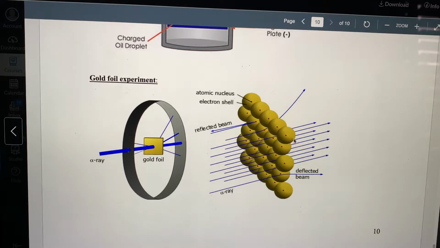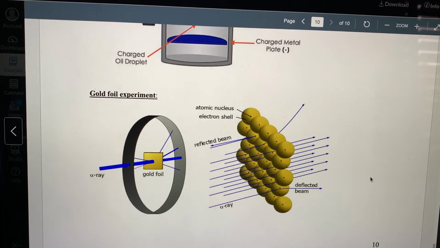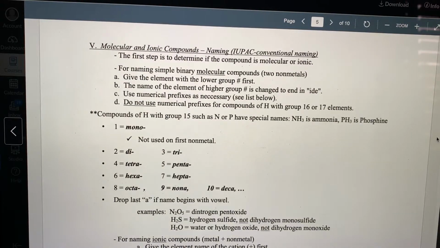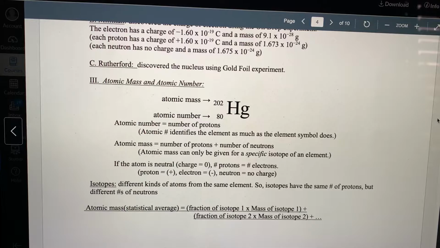Surrounding the nucleus is just a cloud of electrons, and that's pretty much empty space. Remember, electrons are tiny, so that's the only way the alpha ray could go right through. Okay, so that's a pretty good discovery of the structure of atoms.